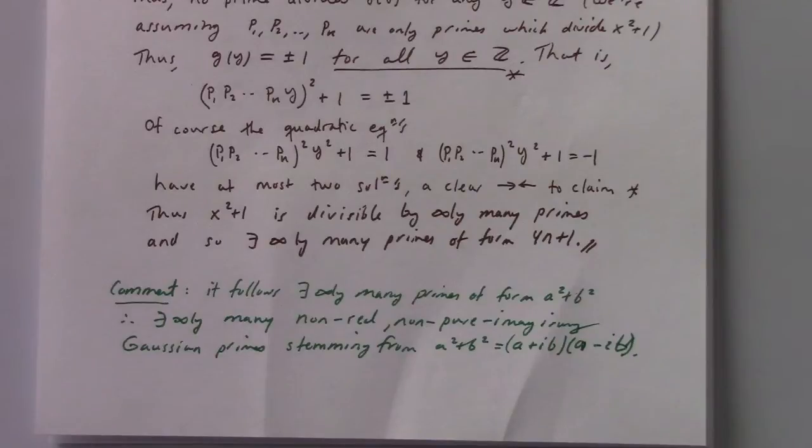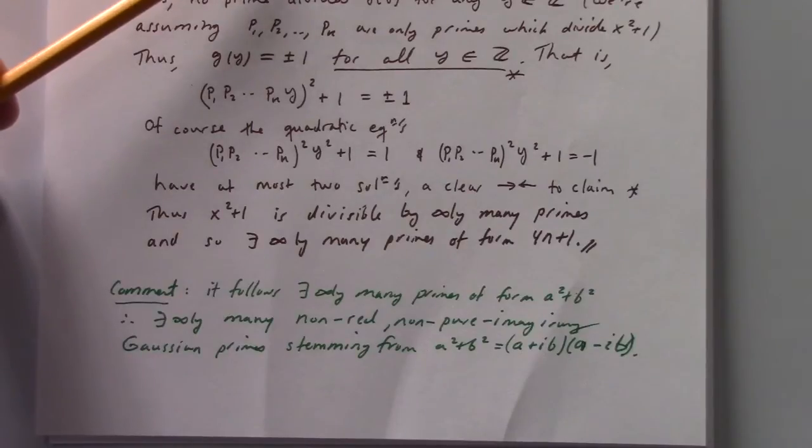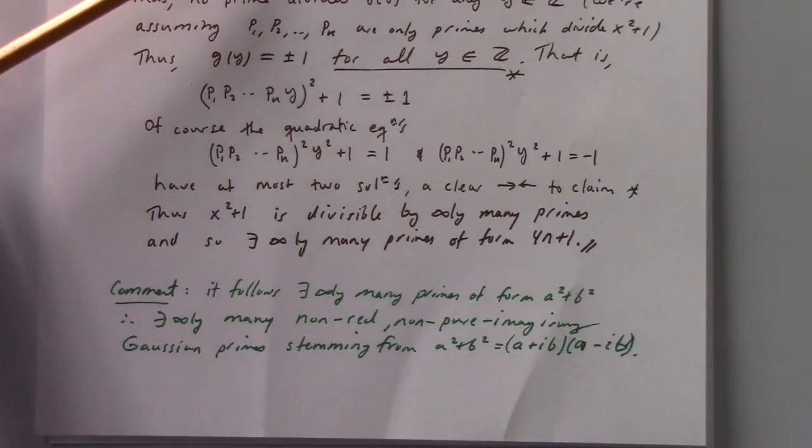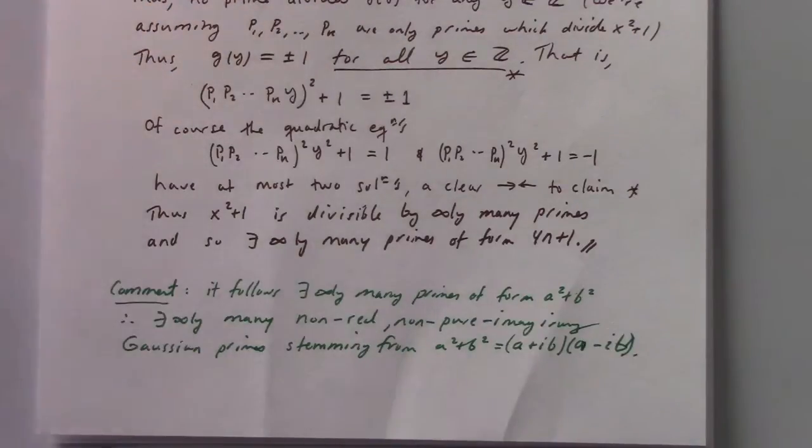If there were finitely many primes of that form, he can construct this function g of y, and that function g of y does not have any of these finite number of primes, p1 through pk, as divisors for any integer y. Which then means that it has to be equal to plus or minus 1, because those are the only values it could take, otherwise it would hit one of the primes. But then you have two quadratic equations, either equal to 1 or equal to minus 1, and they have at most two solutions each, and obviously you can't take at most two solutions and get tons of integer solutions, which is a contradiction.